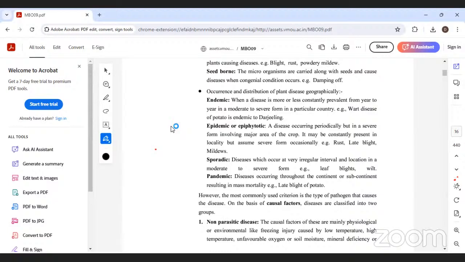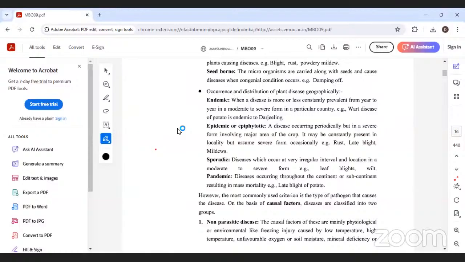Coming to sporadic disease, this is the third type of plant disease distribution. Sporadic diseases occur at very irregular intervals and locations, in a moderate to severe form. Examples: leaf blight, wilt diseases.